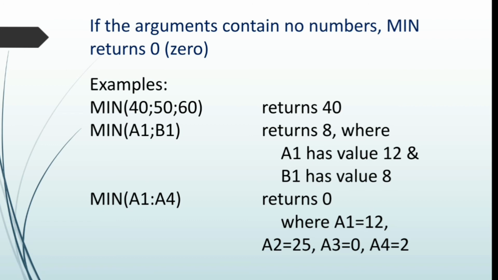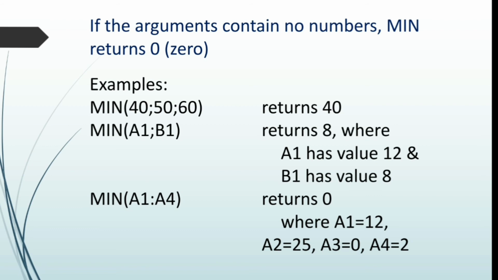If the arguments contain no numbers, min returns 0. Some examples are min 40, 50, 60. It would return the value 40. Min A1 colon B1 returns the value 8, where A1 has value 12 and B1 has value 8. 8 is smaller, so min A1 colon B1 would return 8.